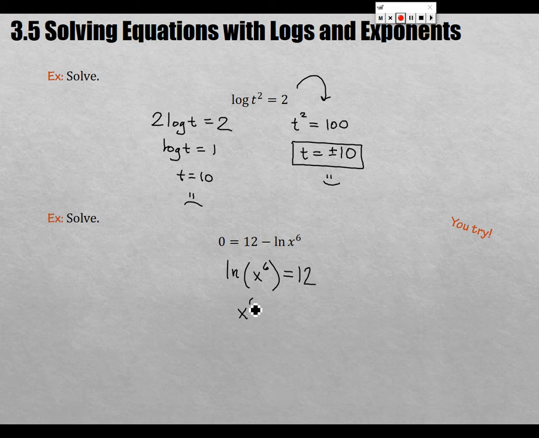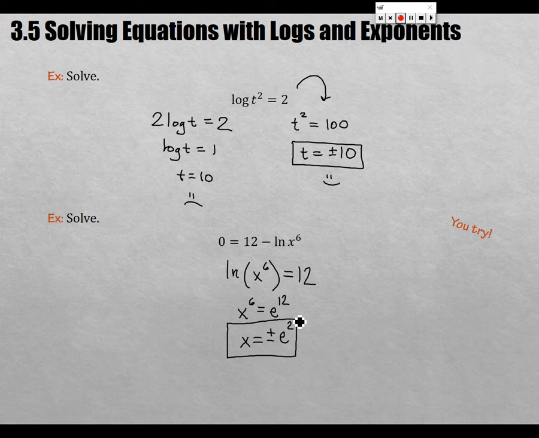As x to the 6 equals e to the 12, and then you did what? Yeah, so you took the 6th root, and you got e to the 2. I think I saw a lot of people with that answer. But you also need to say, you just took an even root. So just be careful, make sure you have both answers. Make sure you get the plus or minus e squared.